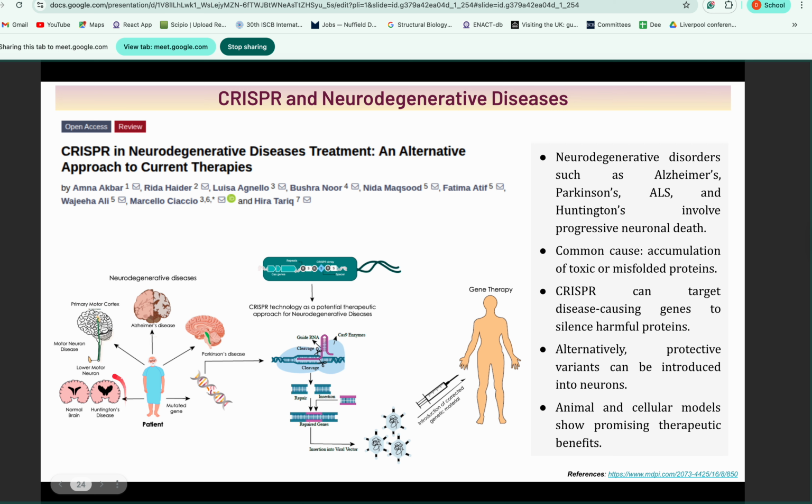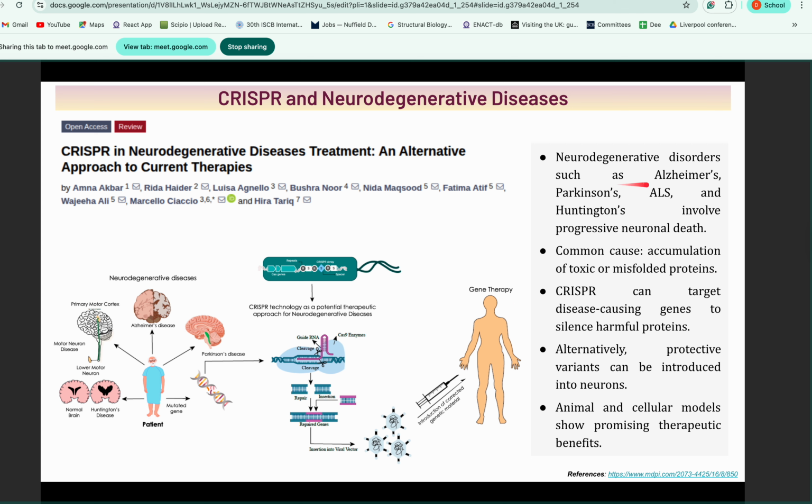As you can see, this is a normal brain and this is the brain in Huntington's disease. There are some genes which get mutated. So with the help of the CRISPR-Cas9 system, we can repair those genes, insert them into viral vectors, and then introduce the corrected genetic material into the host. So that is what gene therapy means.